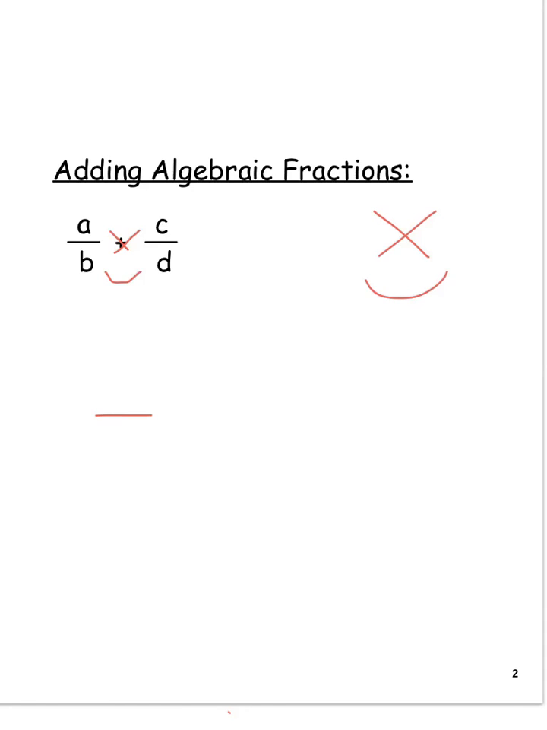For the bottom half of the fraction, all I need to do is multiply my bottom two terms, b times d, which is bd. To get the top half of the fraction, I need to multiply a times d, which is ad. I've got an add sign in the middle, and then I'm going to multiply b and c for the other cross. And that's my final answer, ad plus bc over bd.